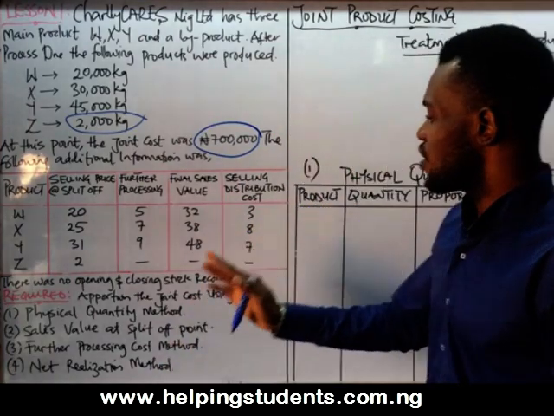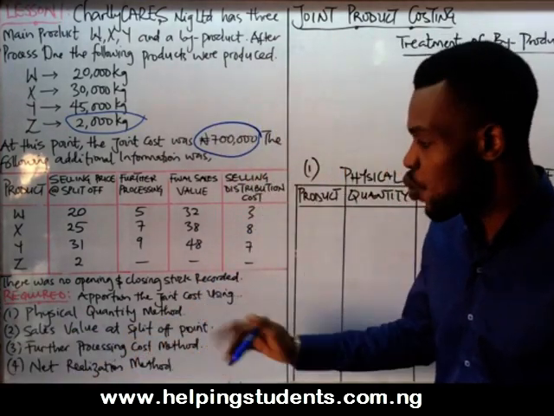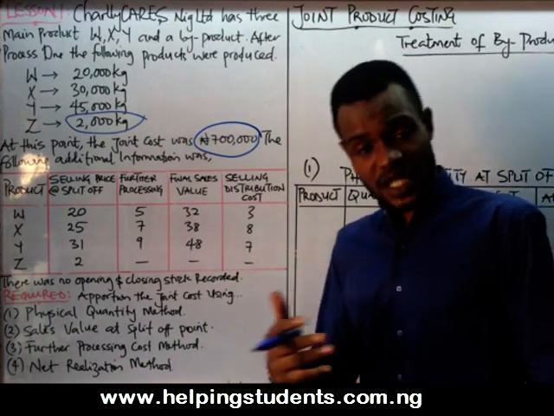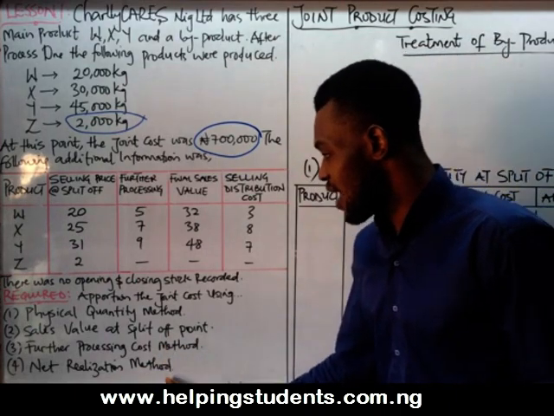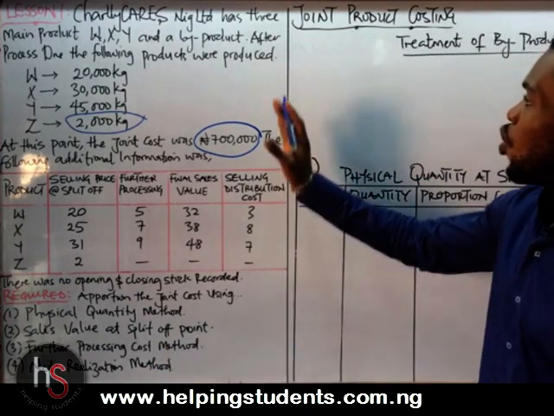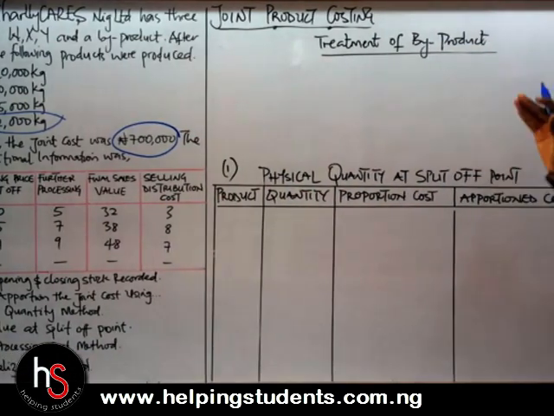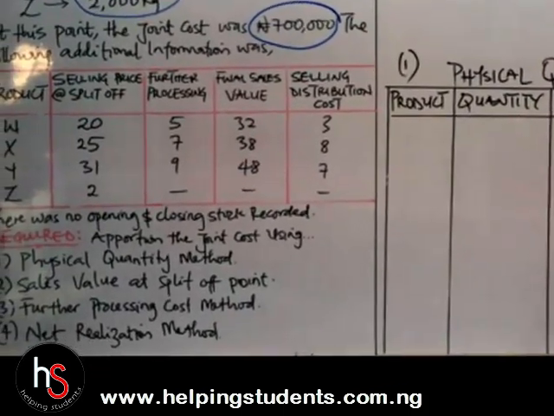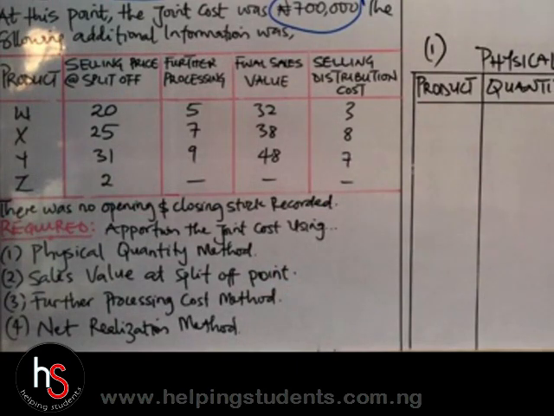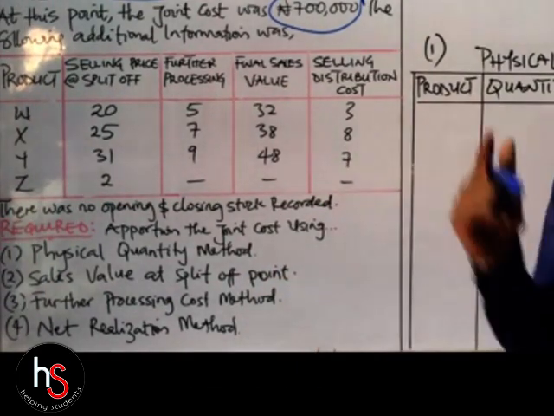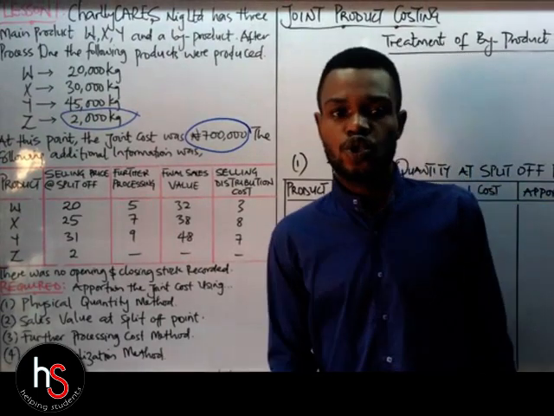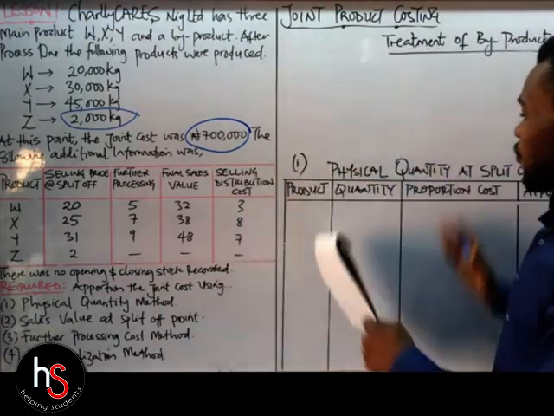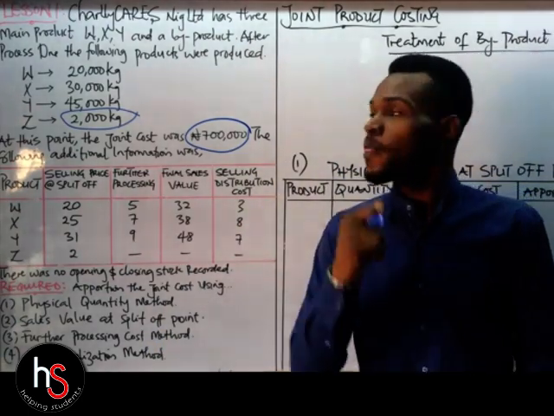So let's proceed. In solving this question, we have four methods: the physical quantity method, the sales value at split off point, the further processing cost method, still at split off point, and the net realization value. We are going to treat our byproduct first. Then when we are done with the byproduct, we'll solve for the physical quantity method. After that, we'll move to sales value at split off point, to further processing, and to net realization method. So copy out this question while we proceed, because along the line we're going to rub off what we've written to solve other questions. Thank you.